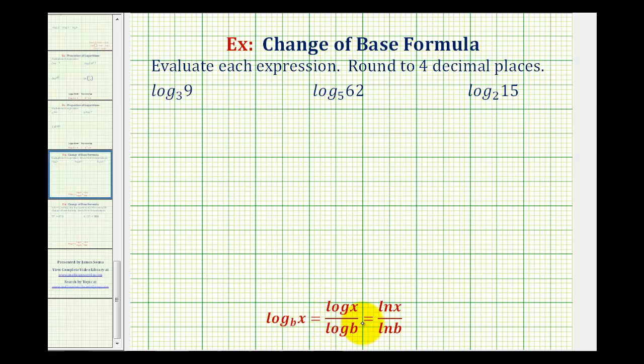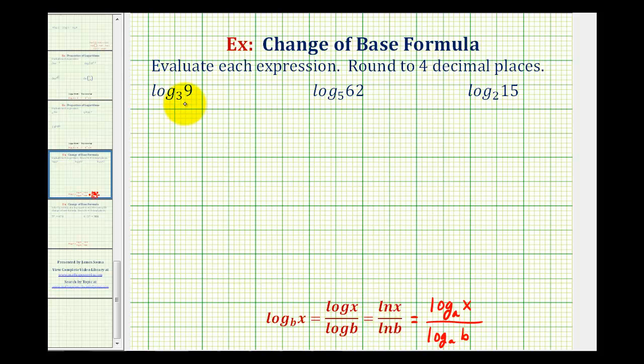It's also equal to natural log x divided by natural log b. Now I've given the change of base formula only using the common log and natural log, but it's actually true for the log of any base. So in general, we can say that log base b of x is equal to log base a of x divided by log base a of b. But again, the reason I only gave it in these two forms is because these are the two logs that we can find on any calculator.